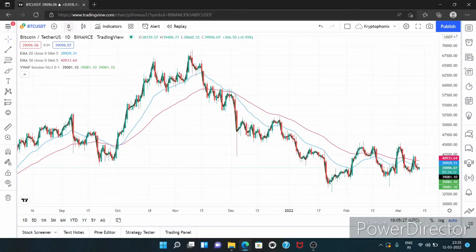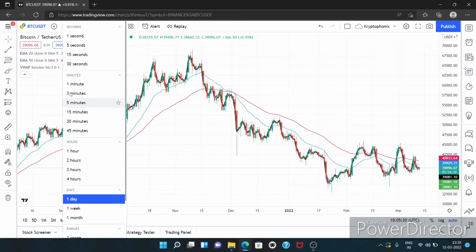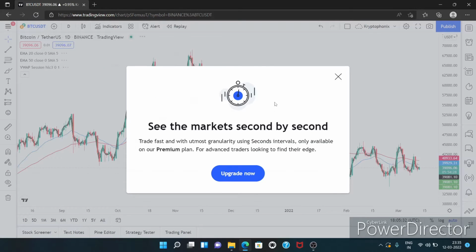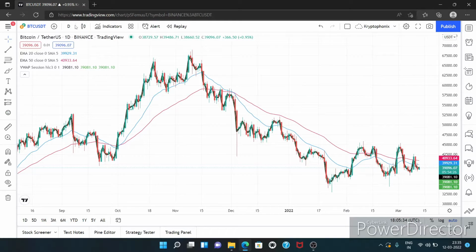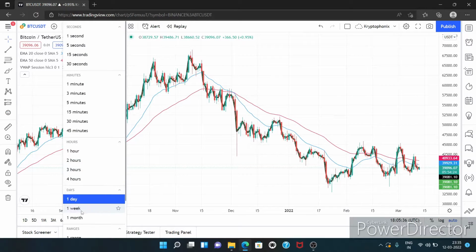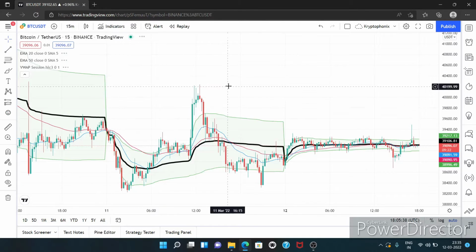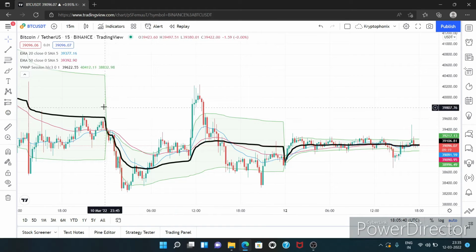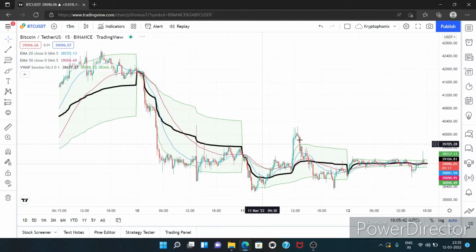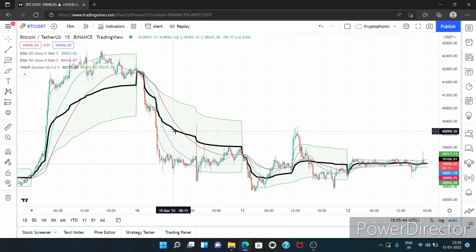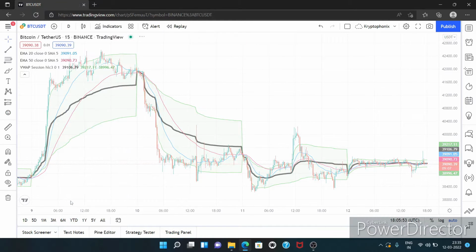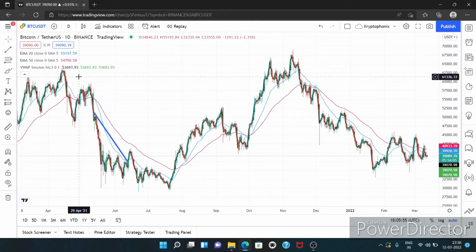If we change the chart to 15 minutes, this can be used for day trading as well. The same thing will be kept in mind. For the day trading part, I'll be making another video. Now what we need to do is, yeah, we'll be finding it out on some other chart.